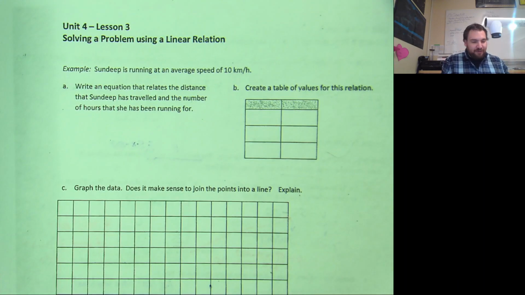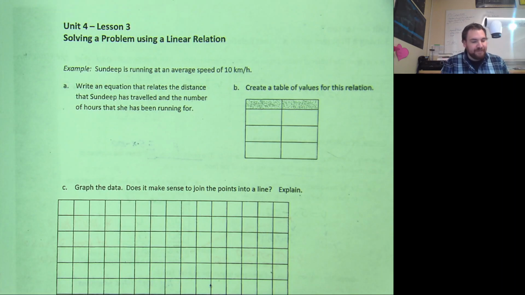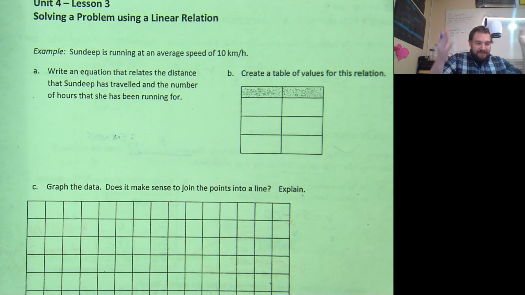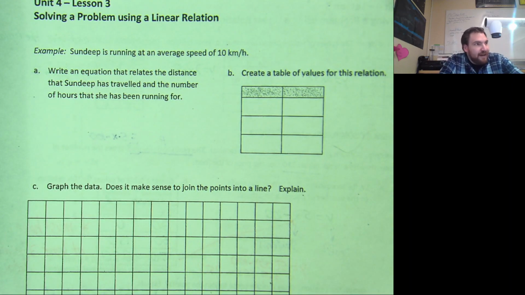Unit 4, Lesson 3, Example 2. Here we go. So, Sandeep. I don't know who this person is. But Sandeep is running at an average speed of 10 kilometers per hour. This is a person's name. How do you relate their speed, 10 kilometers per hour, with how far they've gone and how long they've been going for? Danny.